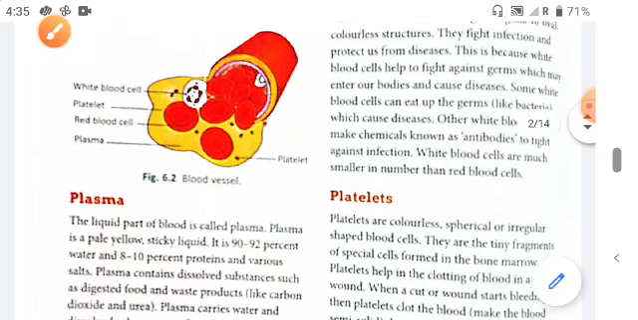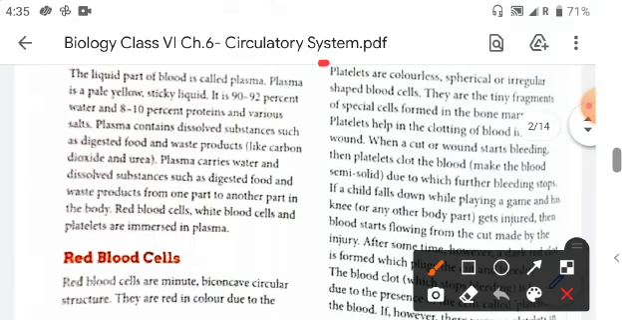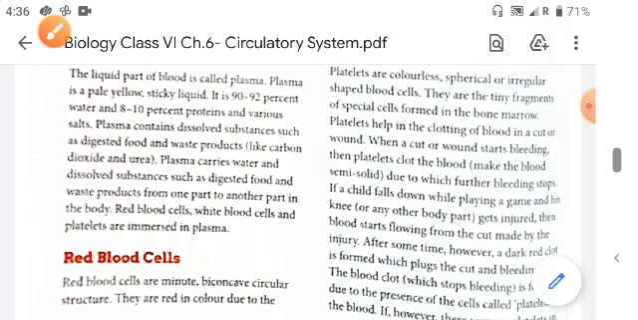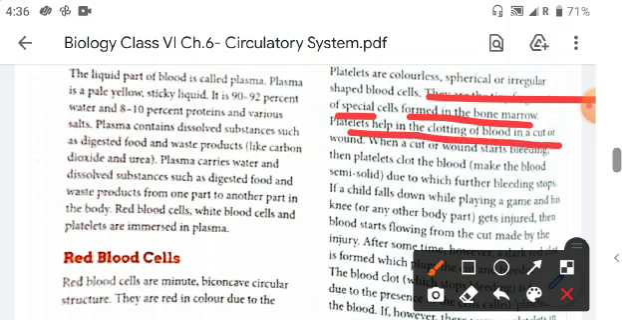Now next is platelets. So platelets are colorless, spherical or irregular shaped blood cells. They are tiny fragments of special cells formed in the bone marrow. So where are these platelets formed? In the bone marrow. And platelets help in the clotting of blood in a cut or wound.